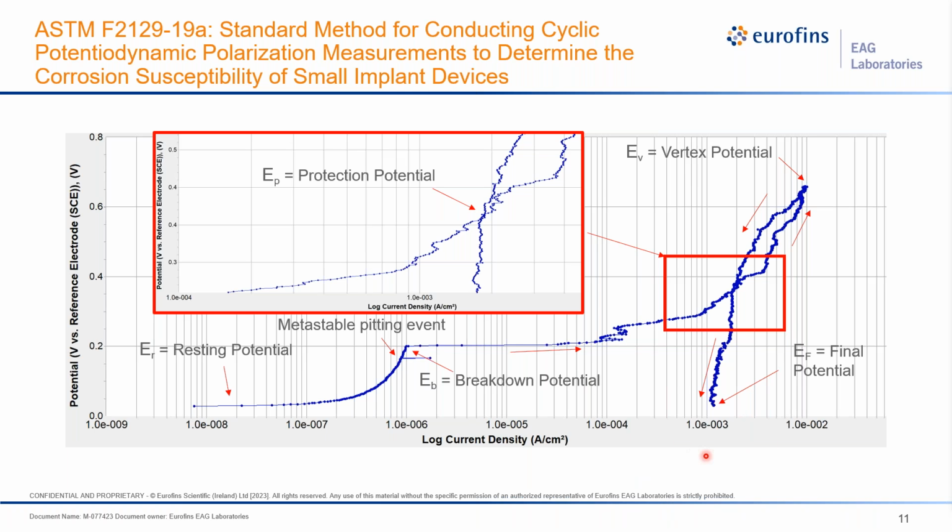So the takeaway from this scan is that this cyclical polarization scan is consistent with a material surface that initiated corrosion damage, but then repassivation occurred. So the rebuilding of that passivation film to some extent occurred. But if you look at the characteristic of this cyclical polarization scan, there is extensive corrosion damage to the surface. So the quality of the repassivative film is questionable.